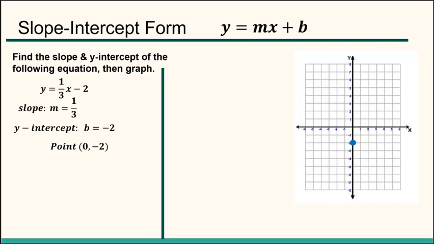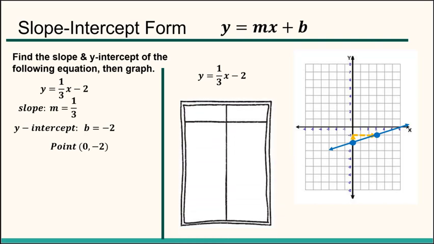Then I will use that point to go up 1 and run 3. So there I'm going up 1, running 3. Pretty tight in there when you just go up 1, but there we did it. Draw a dot. Connect the dots. Bam! Let's go ahead and make our t-chart here with these numbers.